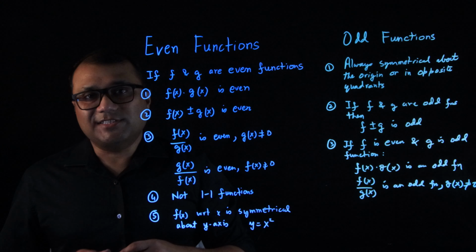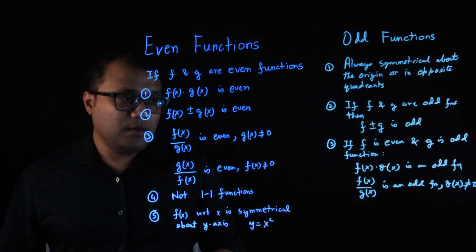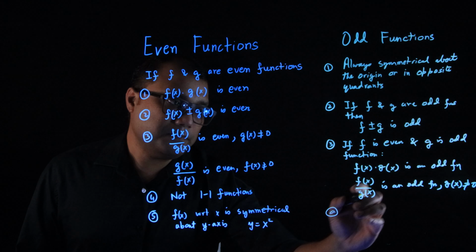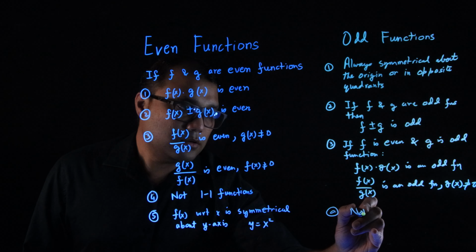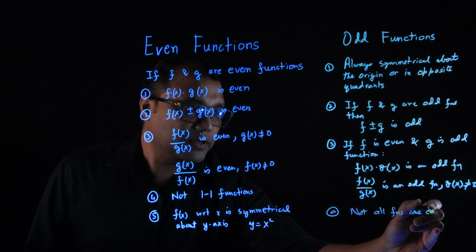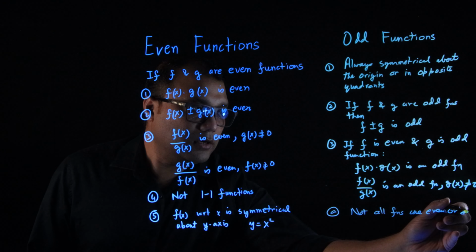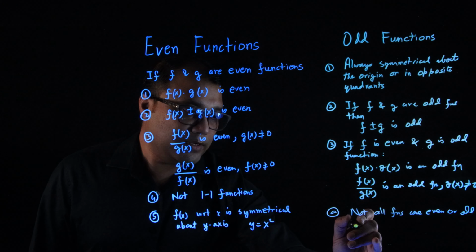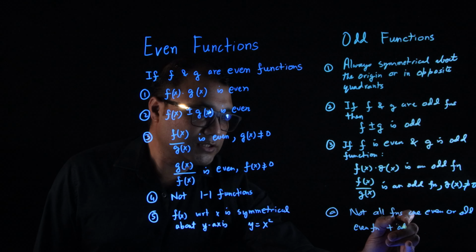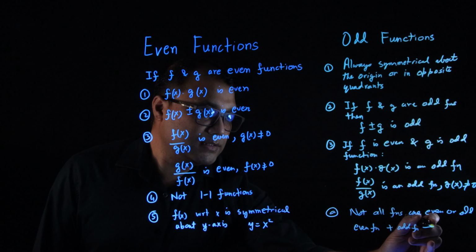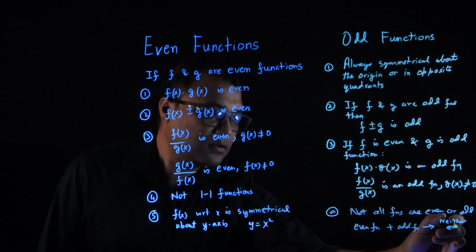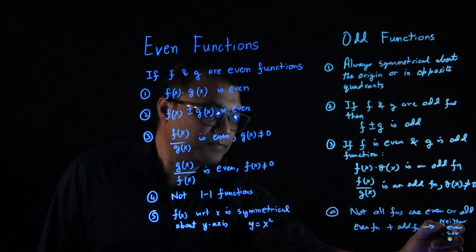Okay, a few other general rules. Not all functions are even or odd. For example, if there is an even function plus an odd function, then this is neither even nor odd.